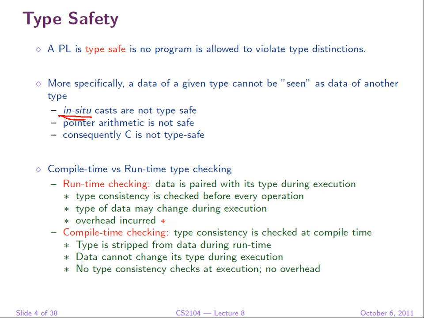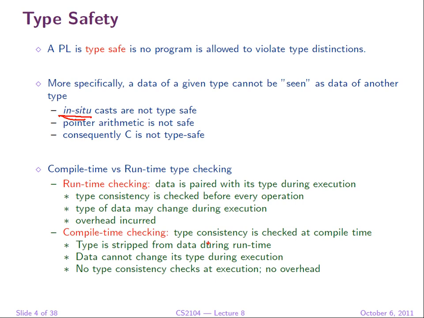We can always defer to runtime. Now, a more efficient way of generating programs is to perform compile time checking. So type consistency is checked at compile time, and then the type is stripped. Once the compiler has satisfied itself, I'm checking the left operand of plus, then I'm checking the right operand of plus. I notice that the right operand needs conversion. I generate a code for the conversion and put it there in the binary. And then the operation is performed, and there's no need to keep the type in the data at runtime. I can take away the type from the data at runtime.